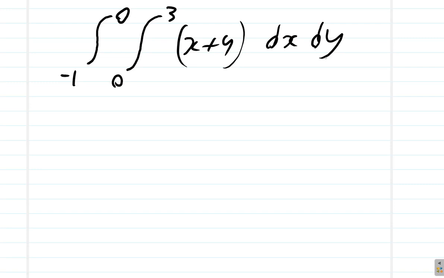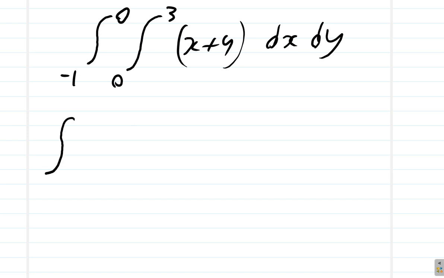We must find this integral. It's a double integral. The integral from -1 to 0 of the integral from 0 to 3 of x plus y dx dy. So we integrate at first with respect to x.